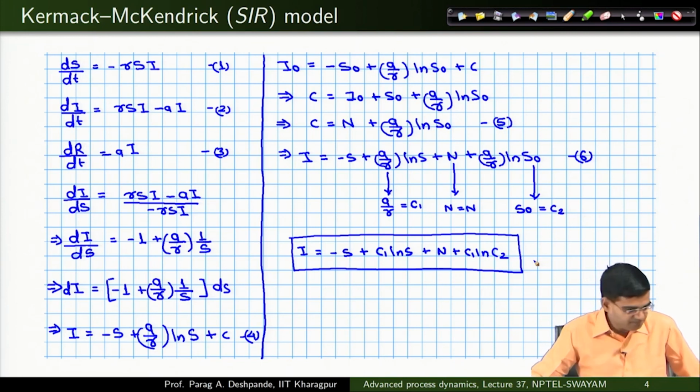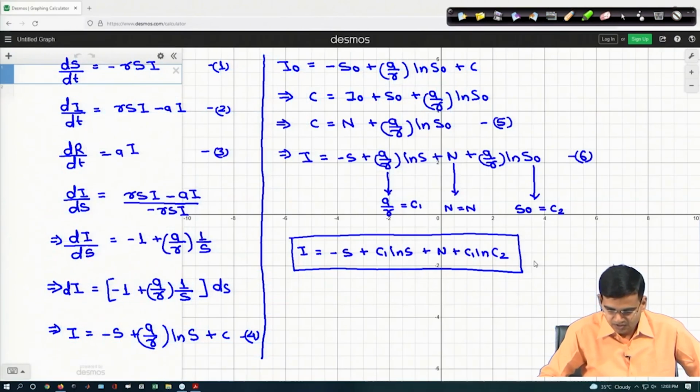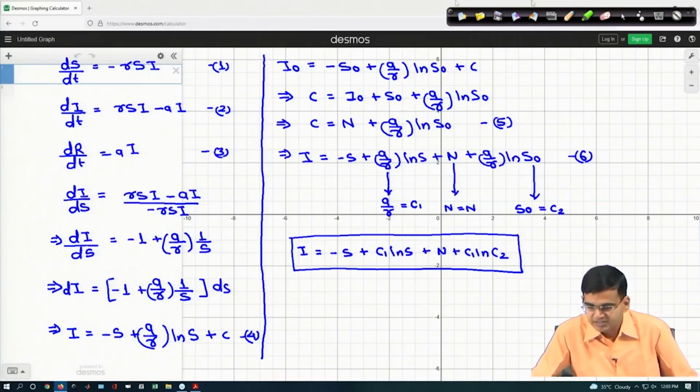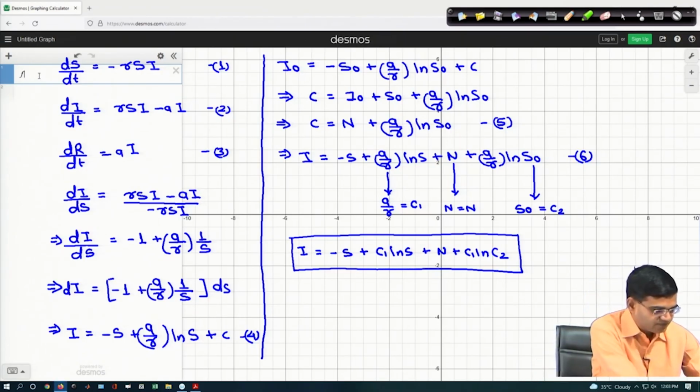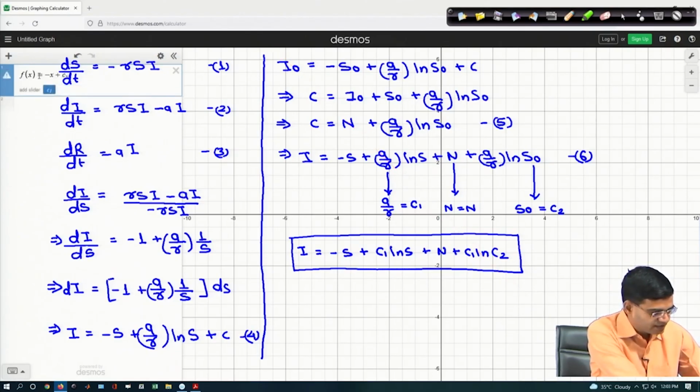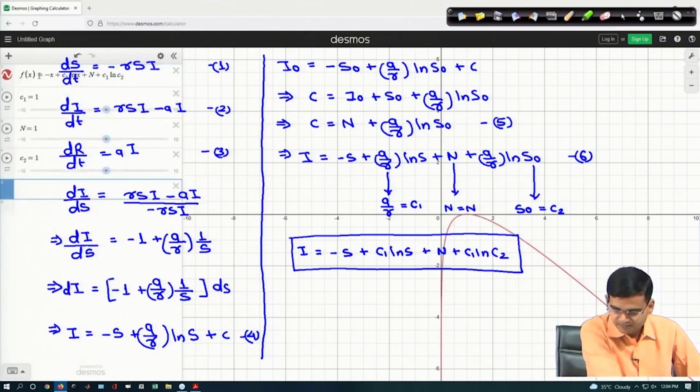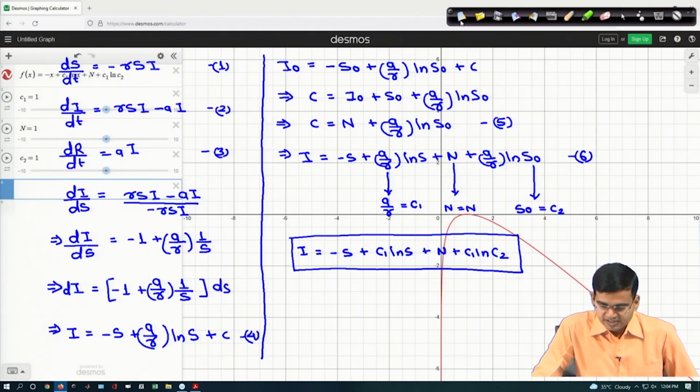So, let me see if I can plot it using my online plotter. My equation is this: f of x is equal to minus x plus C1 ln x plus n plus C1 ln C2. Okay. So, let me get rid of the text here.